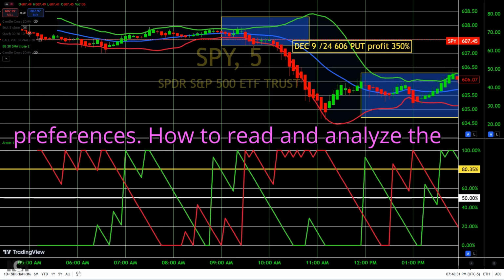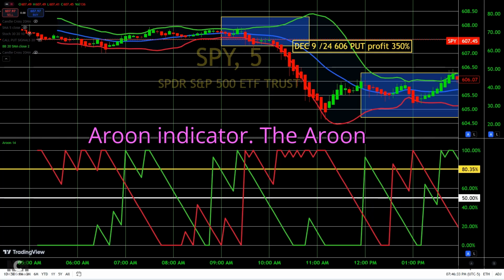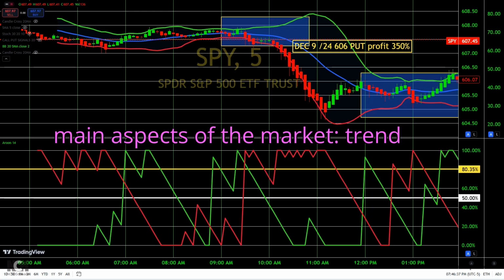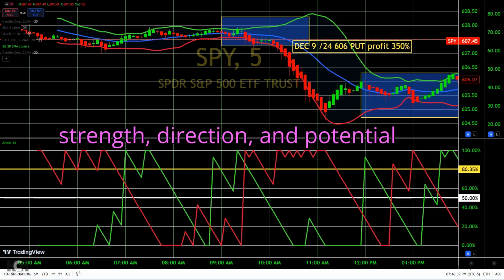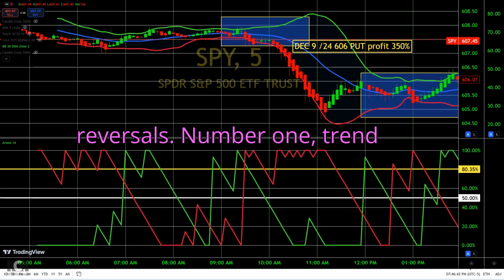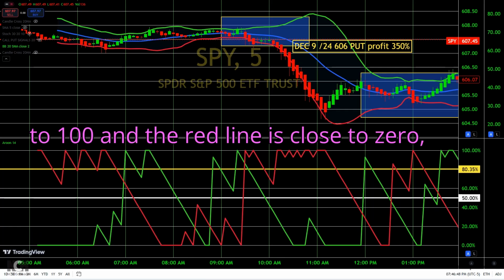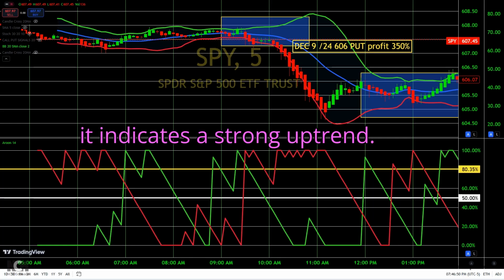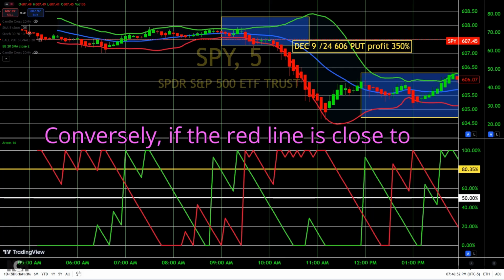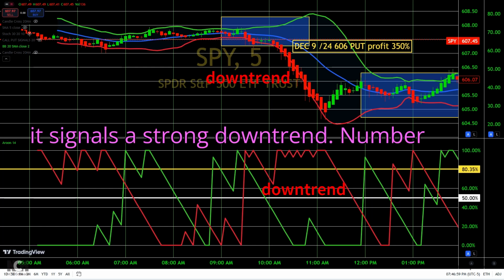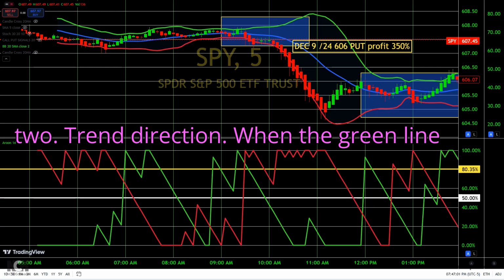How to read and analyze the Aroon indicator. The Aroon indicator provides insights into three main aspects of the market: trend strength, direction, and potential reversals. Number 1. Trend strength. If Aroon up is close to 100 and Aroon down is close to 0, it indicates a strong uptrend. Conversely, if Aroon down is close to 100 and Aroon up is near 0, it signals a strong downtrend.